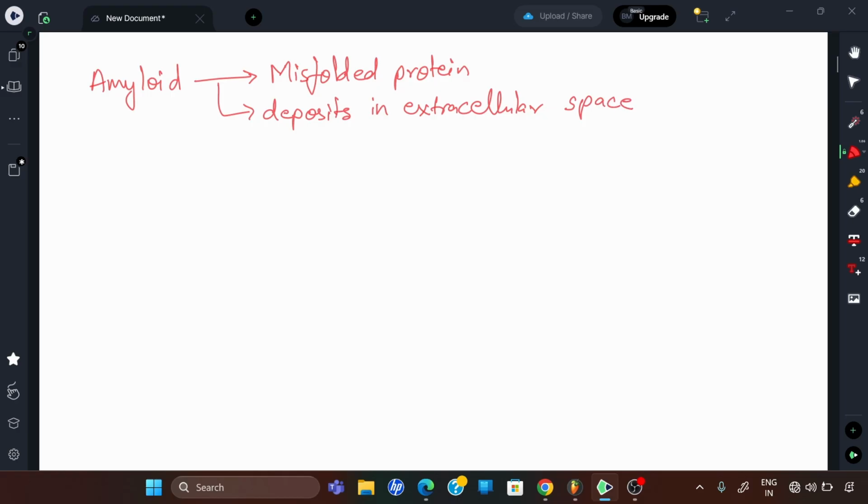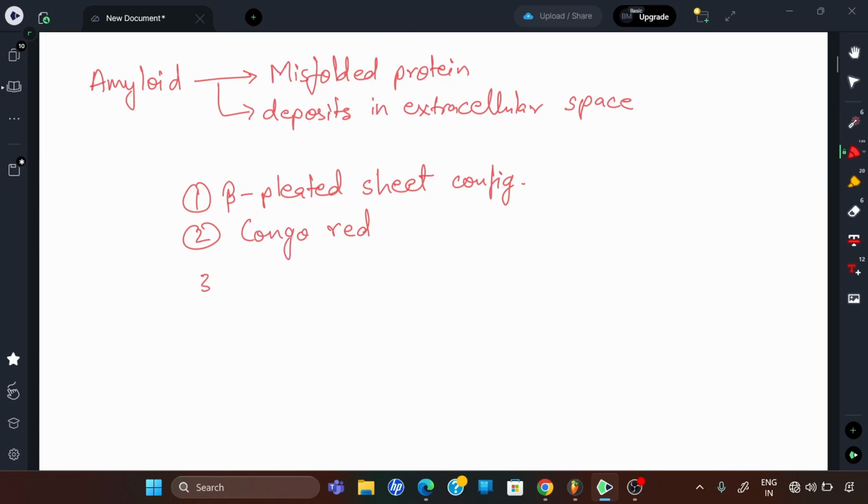Now, multiple proteins can deposit as amyloid, and some of the features you will see regarding those proteins are, first of all, they will be in the beta pleated sheet configuration. Second, they will be stained by Congo red, right? And the third thing is they will show apple green birefringence under polarized light.